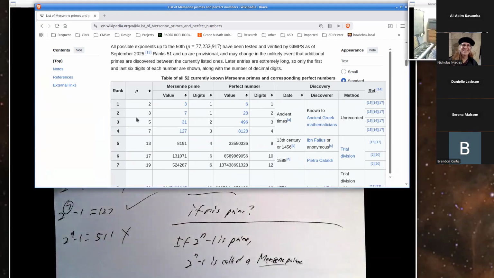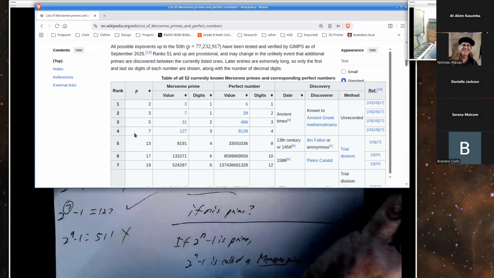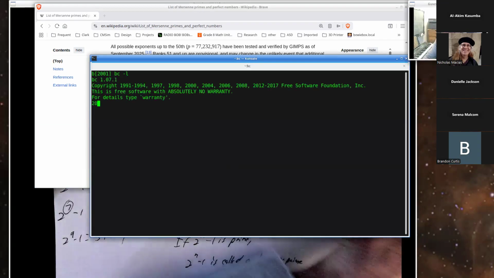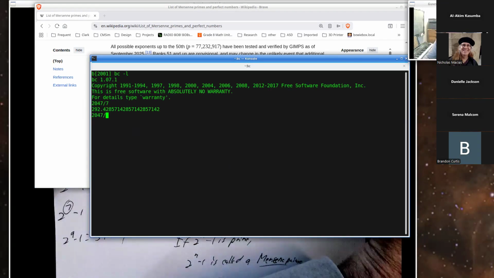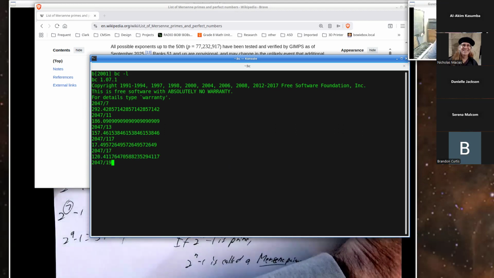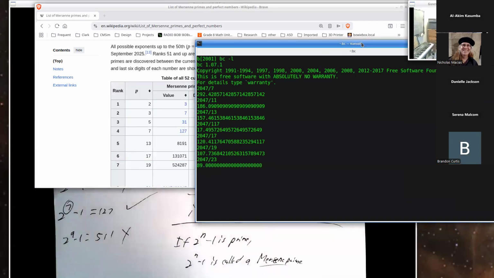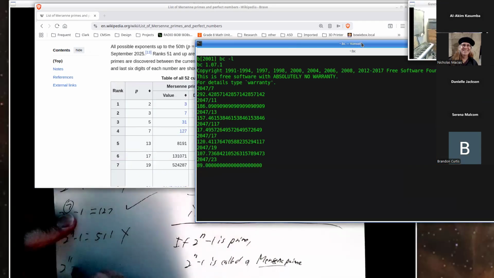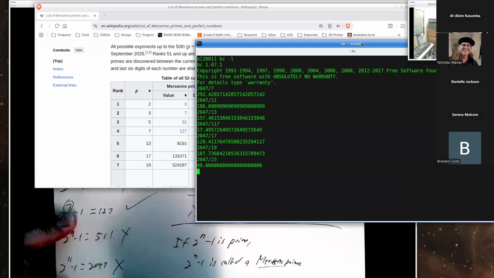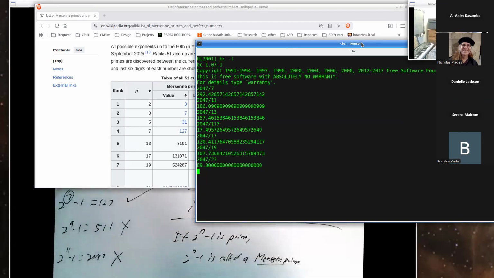So 2 to the 2, 3, 5, 7. 2 to the 11th is actually not prime. 2 to the 11th minus 1 would be 2047. Should know what this is. 2047 is 23 times 89. So 2 to the 11th minus 1 is 2047. That's the first one that breaks this pattern. That turns out to be a composite number.